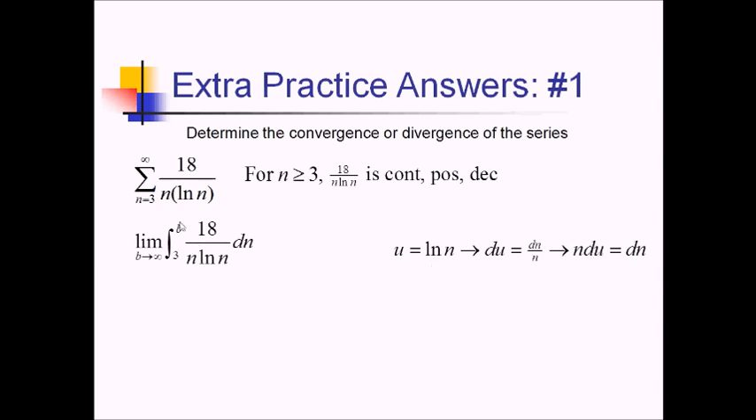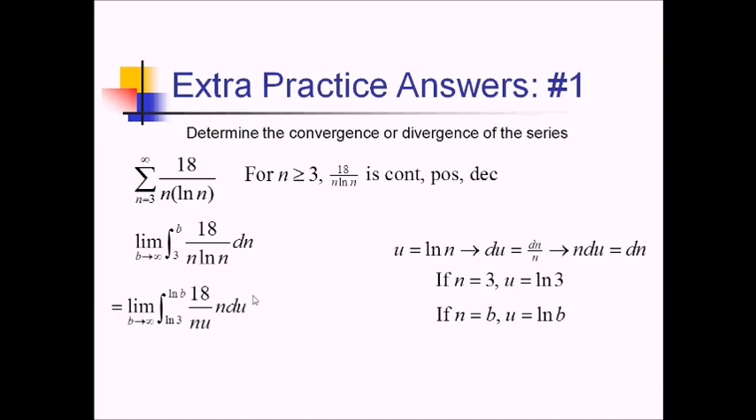We also need to change out these limits of integration for u values, because these are n values right now. So if n is 3, then u is going to be ln of 3. If n is this b value, we have to change that to ln of b. Plugging it all back in, we have the limit as b approaches infinity, integral from ln of 3 to ln of b, 18 over n times u, and then dn is replaced with n du. So all those changes. Now these n's conveniently cancel.